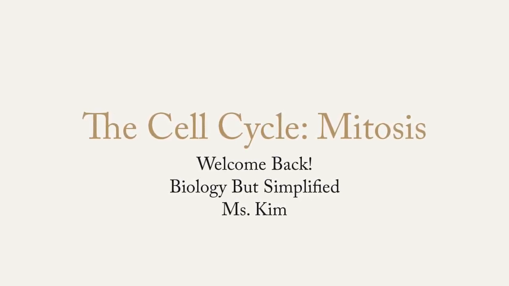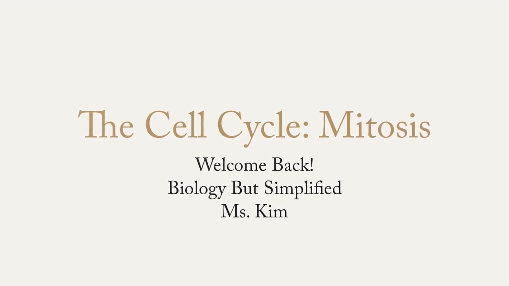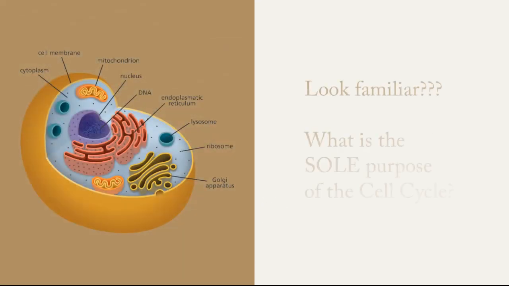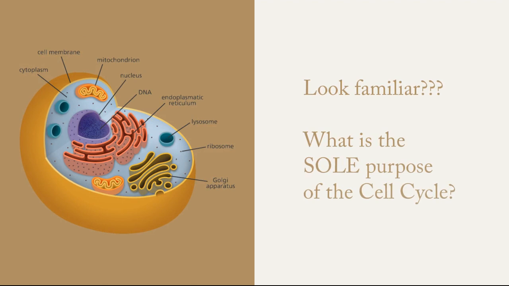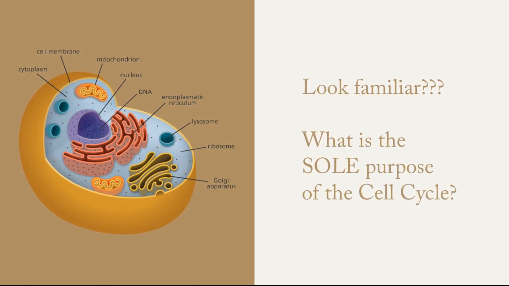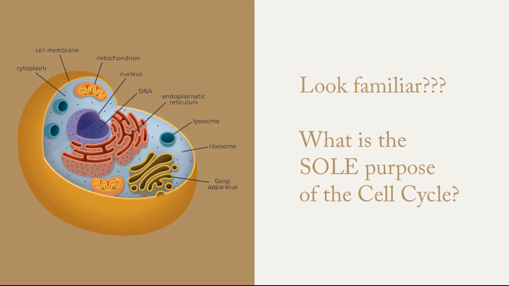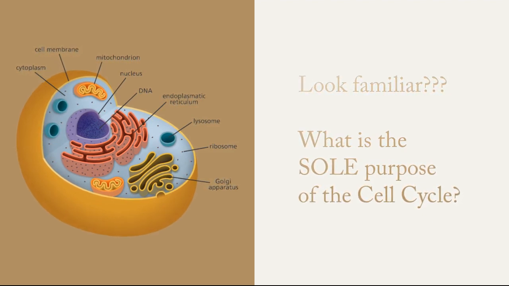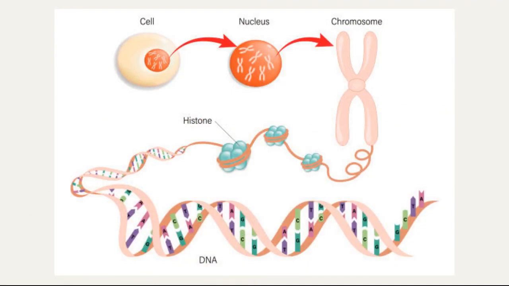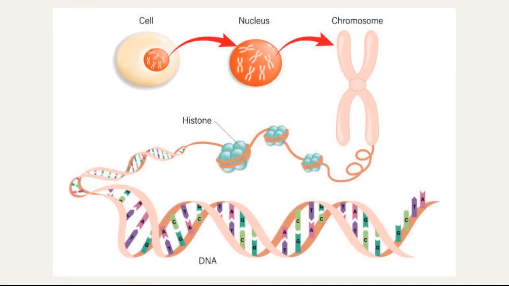Today's topic we're going to be covering is the cell cycle, also known as mitosis. Look familiar? I'm sure you've seen this in your textbooks, but the most basic function of a cell cycle is to duplicate the vast amount of DNA in its chromosomes and then segregate the copies into two genetically identical daughter cells.